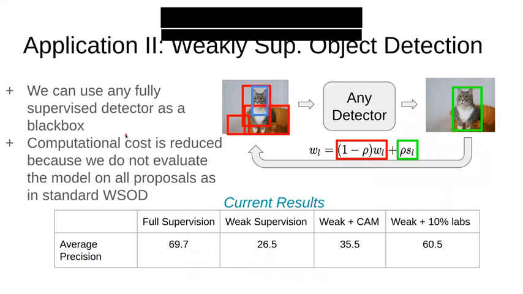So this approach was already evaluated on a standard data set. I didn't mention it here, but it's VOC 2007, which is a standard data set for object detection. And we can see that if we evaluate it in terms of average precision, with full supervision, we obtain almost 70%.